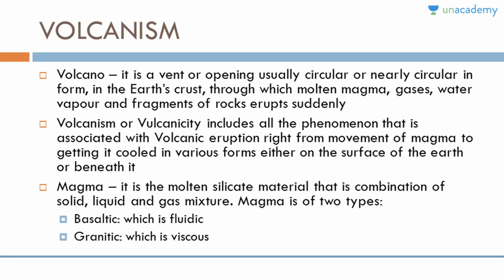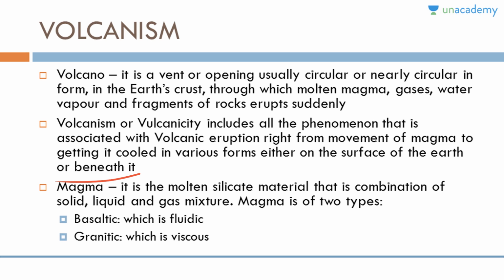Next, moving forward, we will study about volcanoes. A volcano is a vent or opening, which is usually circular or nearly circular in form, in the earth crust, through which molten magma, gases, water vapor and fragments of rocks erupt suddenly. Volcanism or volcanicity includes all the phenomena that are associated with volcanic eruption, right from movement of magma to getting it cooled in various forms, either on the surface of the earth or beneath it.